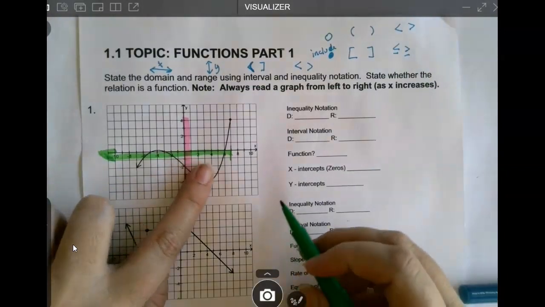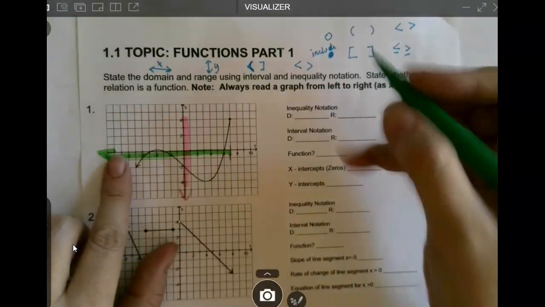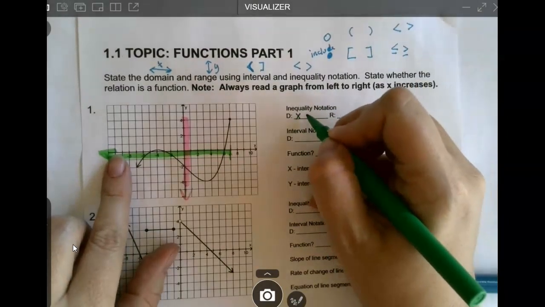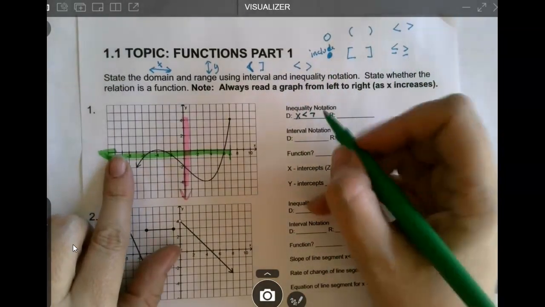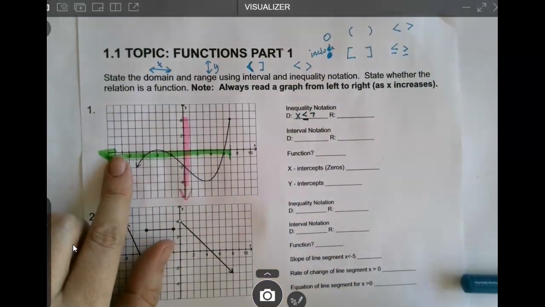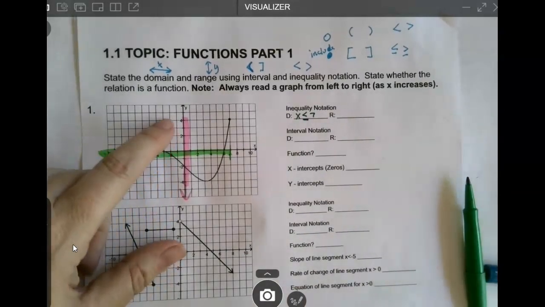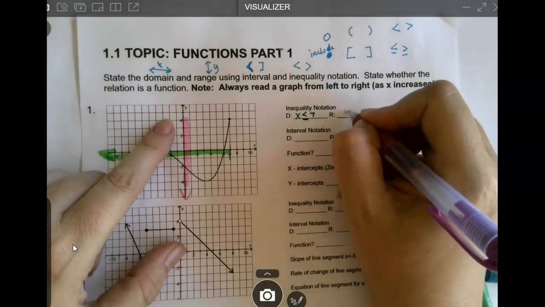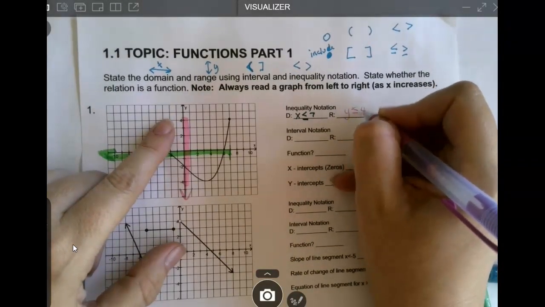The inequality notation comes everything that's less than 7. So to write that, I'm going to say x is less than 7. And because this is a colored dot, I'm going to include the less than or equal to 7. The range is the pink one. And so that is everything less than 4. So that's y less than or equal to 4.